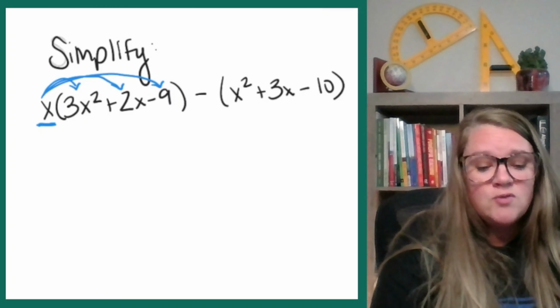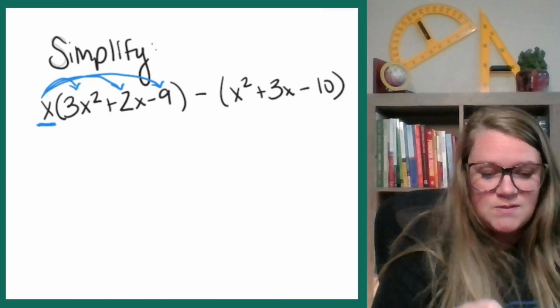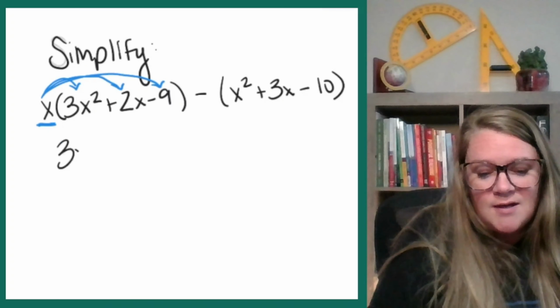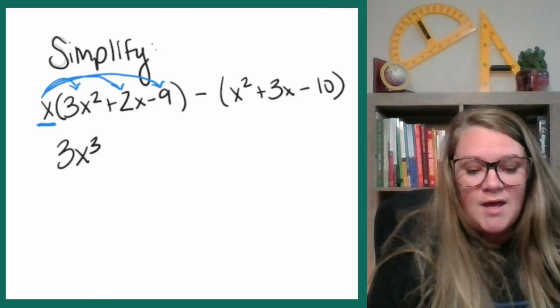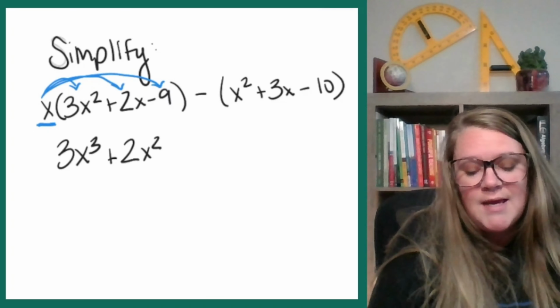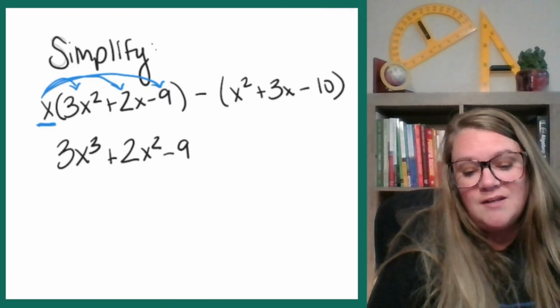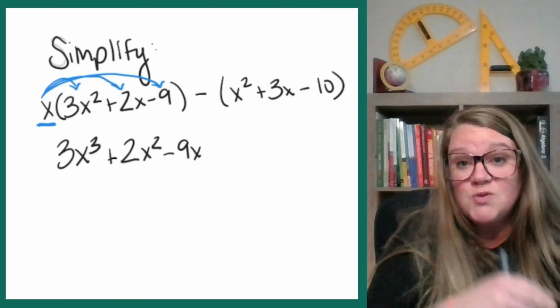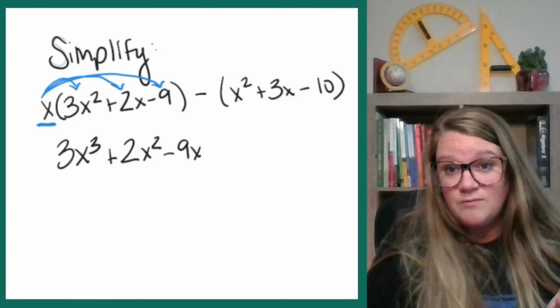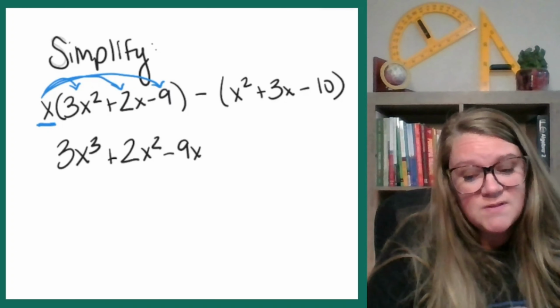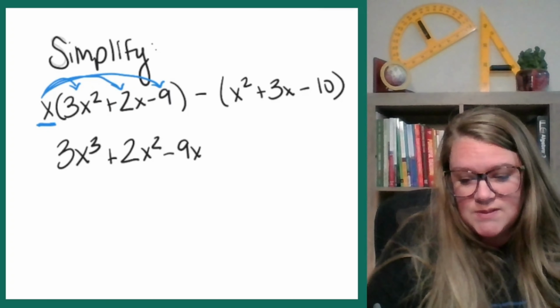We're going to distribute the x into my parentheses. So x times 3x squared gives us 3x to the third power. x times a positive 2x will be a plus 2x squared, and x times negative 9 will give me negative 9x. And notice I don't have the parentheses anymore because we distributed, so we can get rid of the parentheses. We don't need them anymore, okay? So our first parentheses is taken care of. Our second parentheses is what's next.